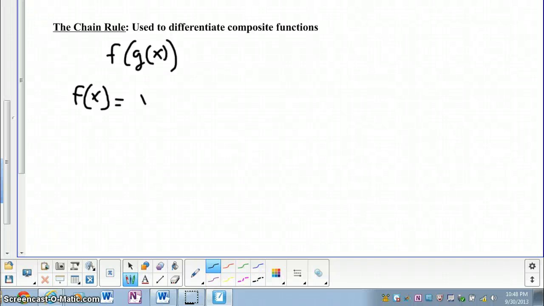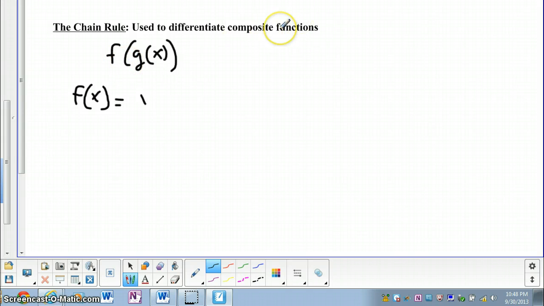Hello, SL2. Today's topic is the chain rule. We're going to use the chain rule anytime we see composite functions and we need to differentiate. So remember what the composite function is. Our first topic is when you see this f of g of x. What that means is the g of x is inside of the f of x function.